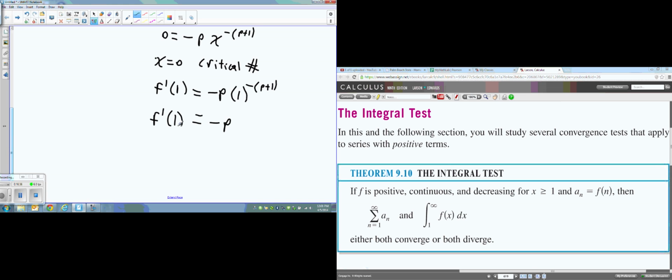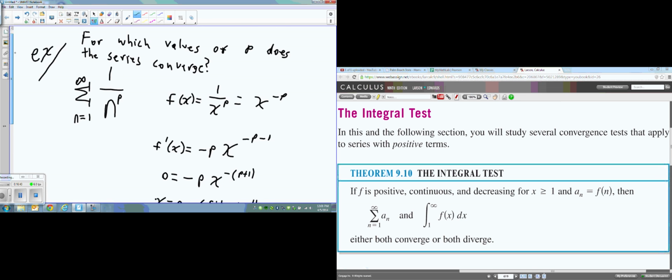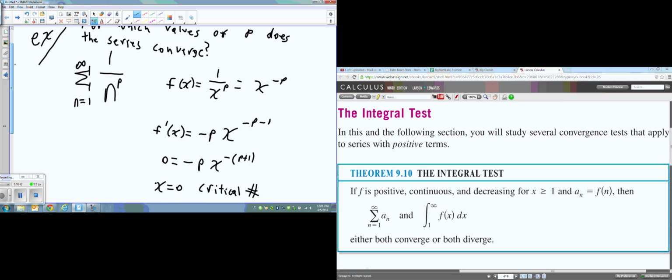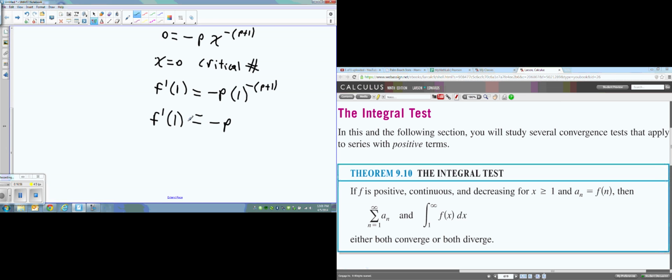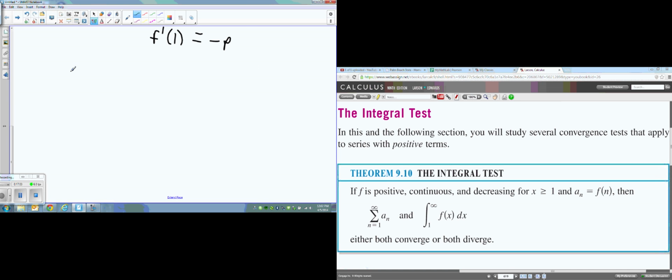And that means that we can apply the integral test, because now we have that the original function is not only positive, it's also continuous on the interval from 0 to infinity, and we just proved that it's decreasing on the interval from 0 to infinity with the first derivative test. Now, what we need to do is actually apply the integral test. The integral test says either both of these converge or diverge.